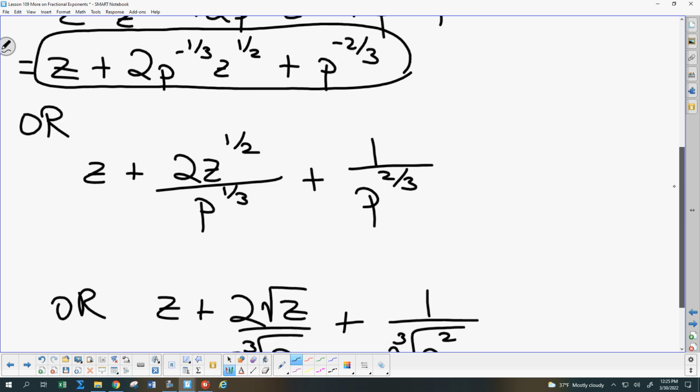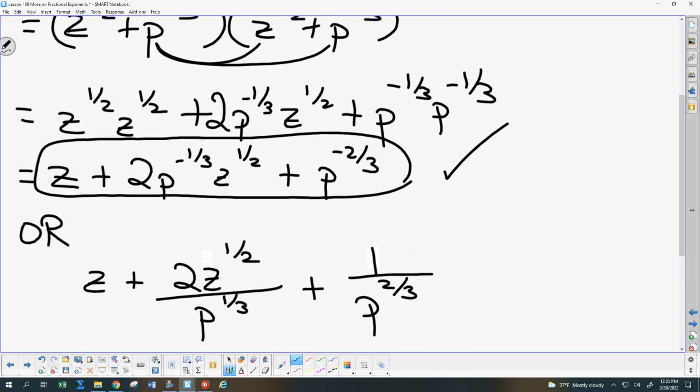Personally, I would probably leave it this way that I circled so that I'm not risking making a mistake by doing extra stuff. Questions from anybody? Then let's work on some homework.